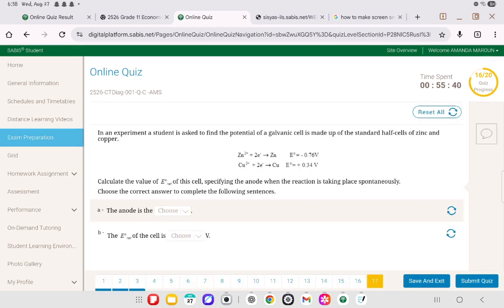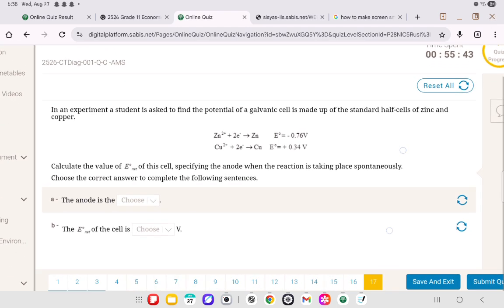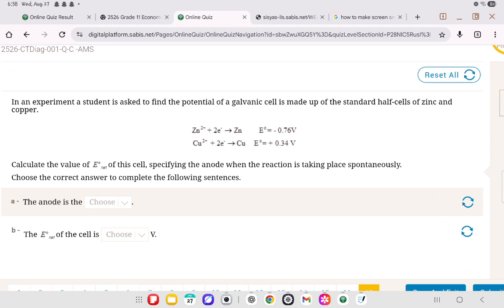Now, question number 17. This is the thing I said that we haven't taken before, but it's a bit confusing, a bit different than before. I don't think that they're going to bring it in the exam. If they do, in all cases, I will explain it. So, in an experiment, a student is asked to find the potential of a galvanic cell made up of standard half cells of zinc and copper, right?